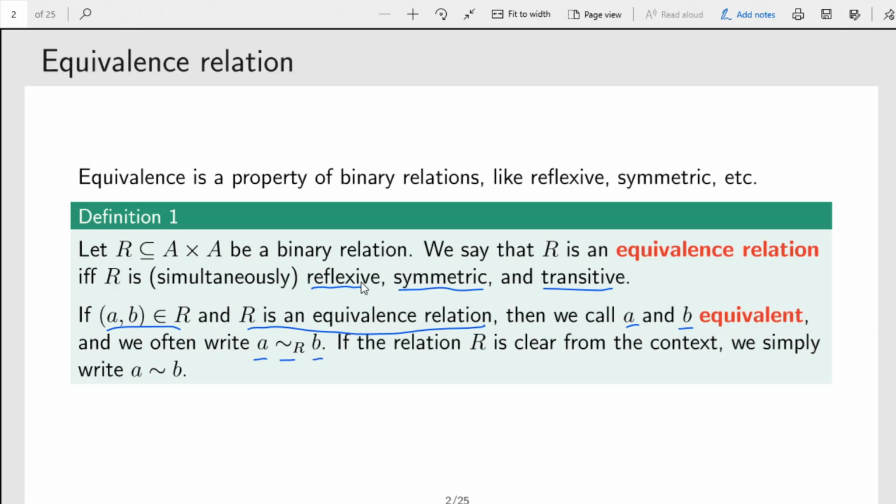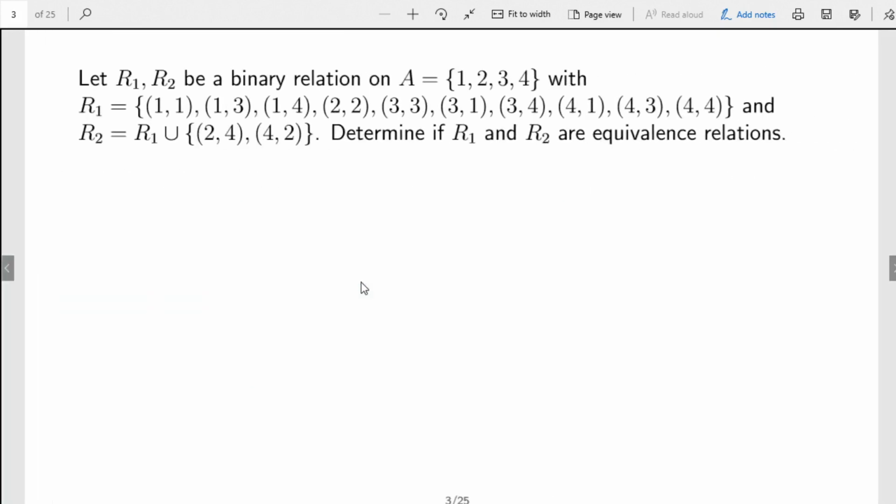Now let's continue with an example to clarify this definition. Suppose you have two relations R1 and R2, both binary relations defined on the set A with the integers 1, 2, 3, and 4 as elements, where R1 is defined to contain these ten pairs of numbers: (1,1), (1,3), (1,4), (2,2), (3,3), (3,1), (3,4), (4,1), (4,3), and (4,4). And R2 is just R1 union {(2,4), (4,2)}, a set containing the two pairs (2,4) and (4,2).